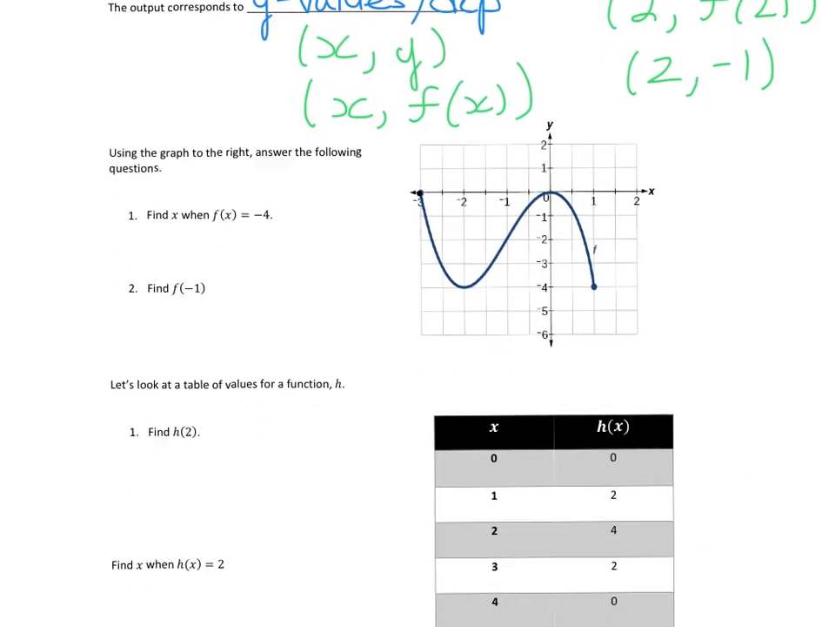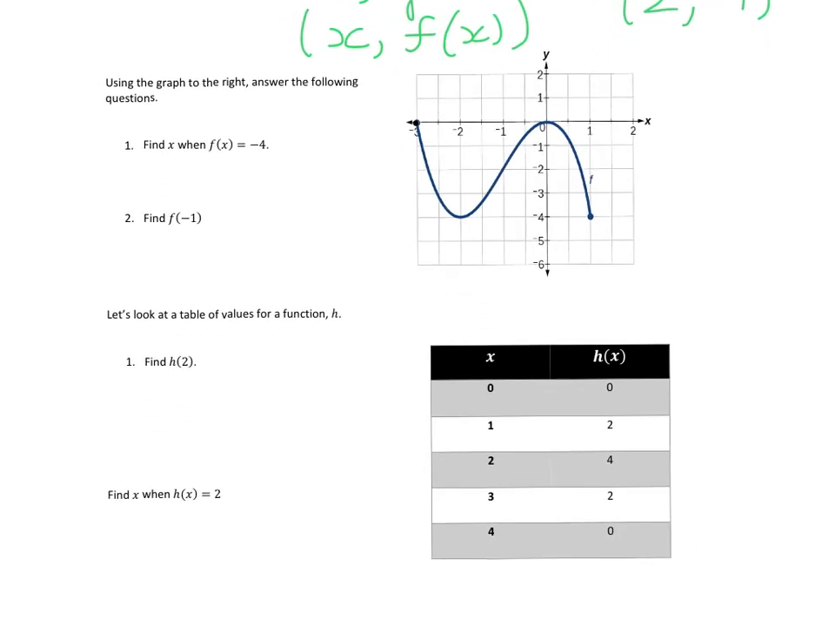And we're going to look at another graph. Use the graph to the right, answer the following questions. We want to find x when f of x is equal to negative 4 using the graph. All right, so sometimes until we get comfortable with the notation, remember f of x is just a fancy way to write y. So it's really find x when y equals negative 4. Well, here's y equals negative 4, so on the function that happens here and here. So we actually have two x values, x equals negative 2 and x equals positive 1.